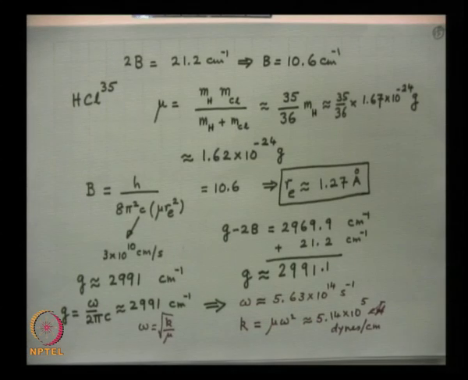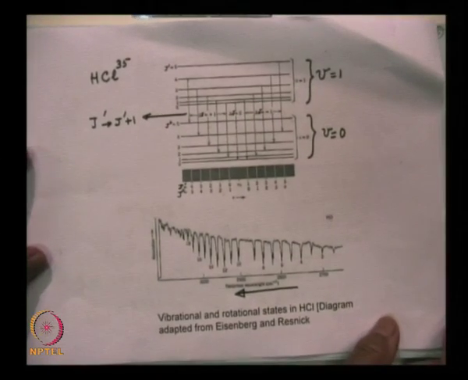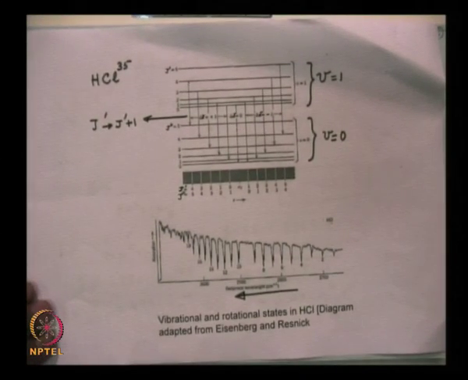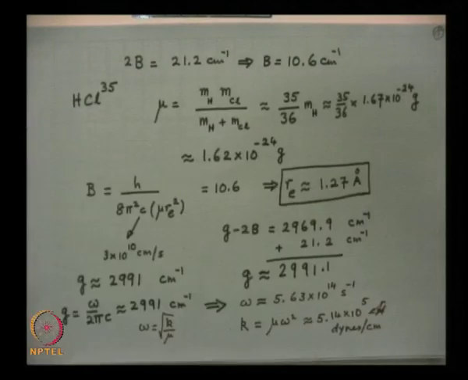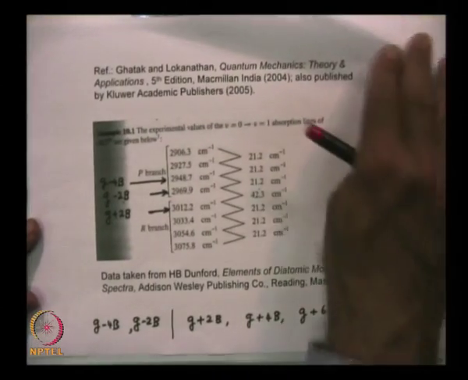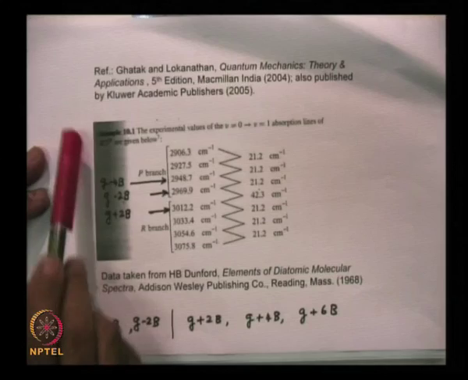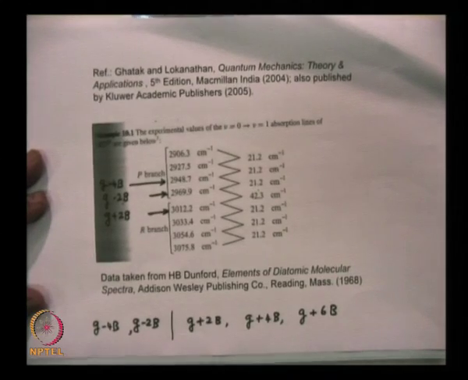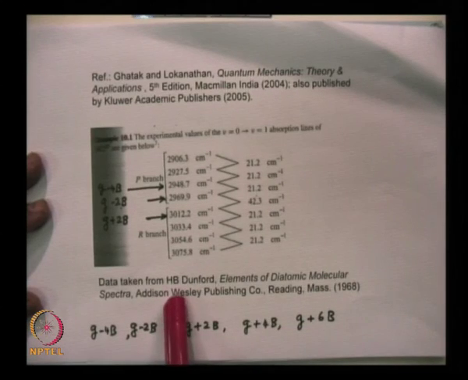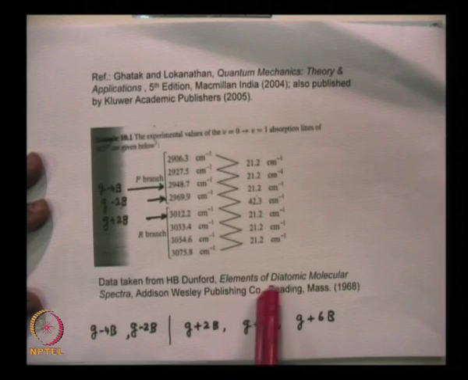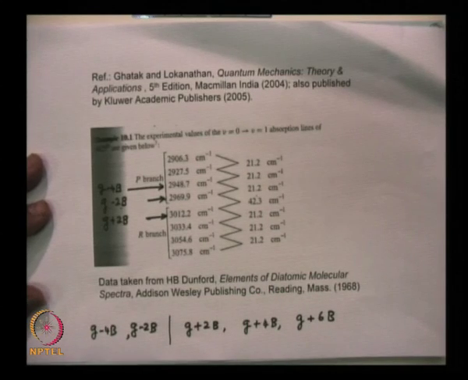Before I proceed further, I must give the appropriate reference. This diagram, this actual spectrum, is adapted from a book on quantum physics by Eisberg, not Eisenberg, Eisberg and Resnick, and this data that I have taken is analyzed in our book on quantum mechanics by myself and Professor Lokanathan, published by Macmillan and also Kluwer, but the actual data was taken from a very beautiful book by H.B. Dunford, Elements of Diatomic Molecular Spectra, published by Addison Wesley Publishing Company.